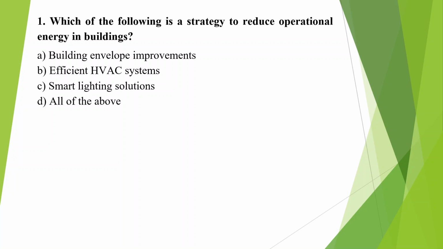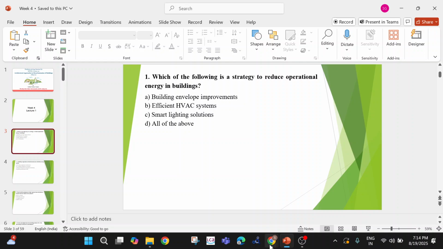Here is the first problem for all of you, and try to give your answers for this particular question in the chat box. Which of the following is a strategy to reduce operational energy in buildings? Building envelope improvements, efficient HVAC system, smart lighting solutions, or all of the above? Whoever is there, try to give your answers for question number 1.